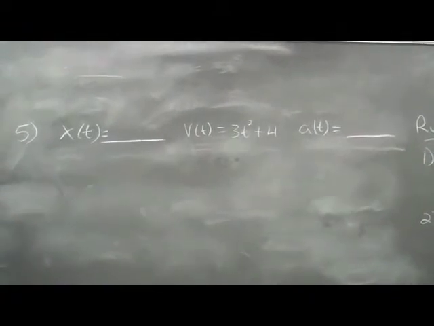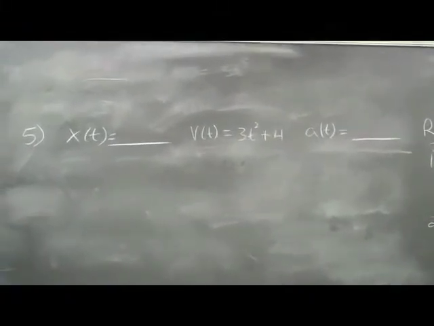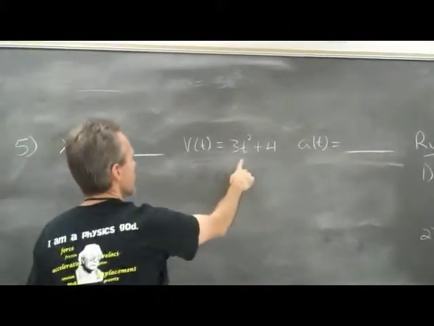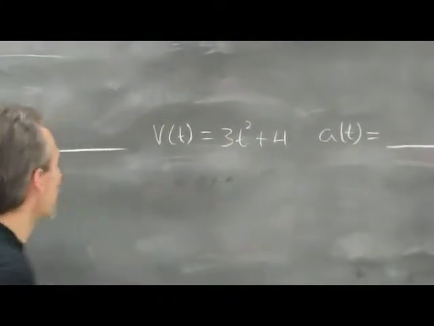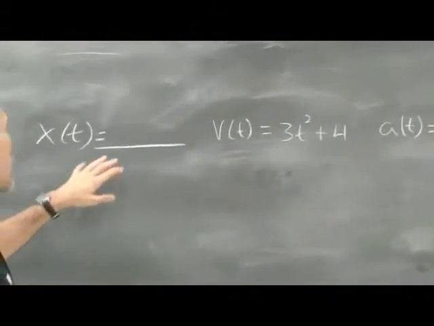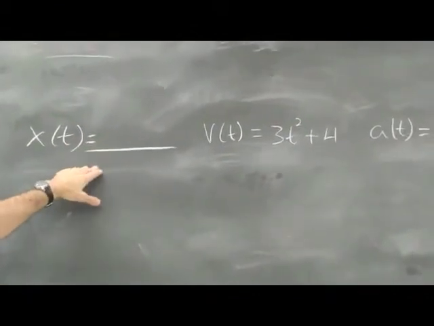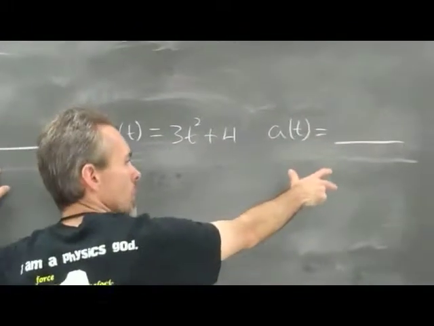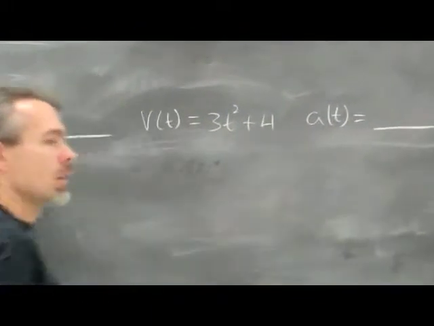Okay, I'd like you to try one more quiz problem here. We're given the velocity as a function of time as being 3t squared plus 4. And I would like you to pause here in a second and figure out what the position as a function of time is and what the acceleration as a function of time is. So go ahead and hit pause.